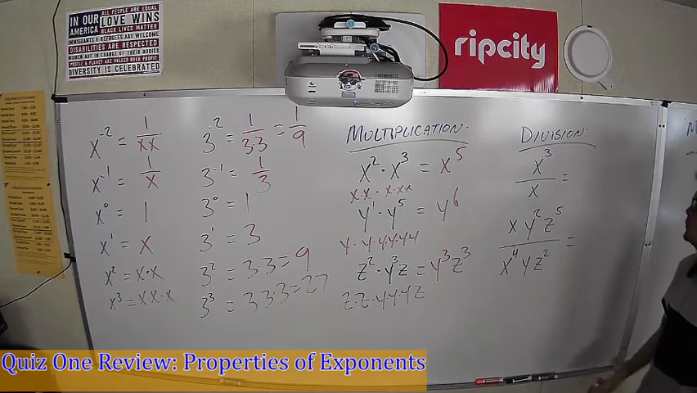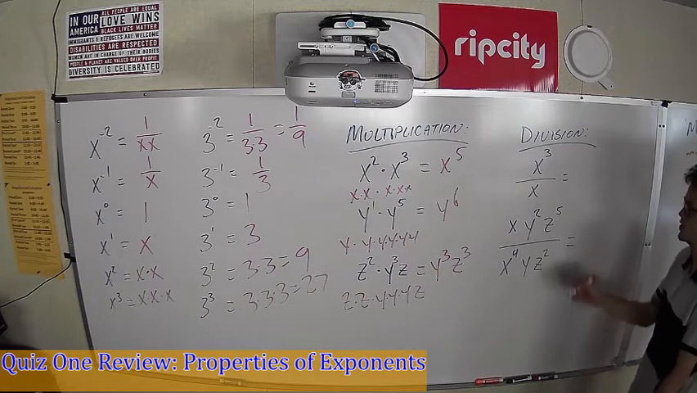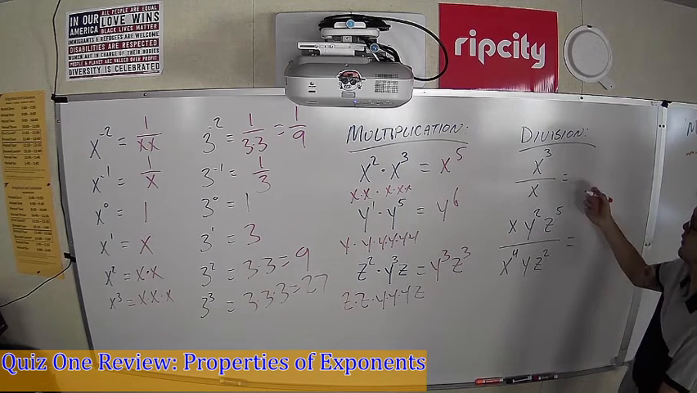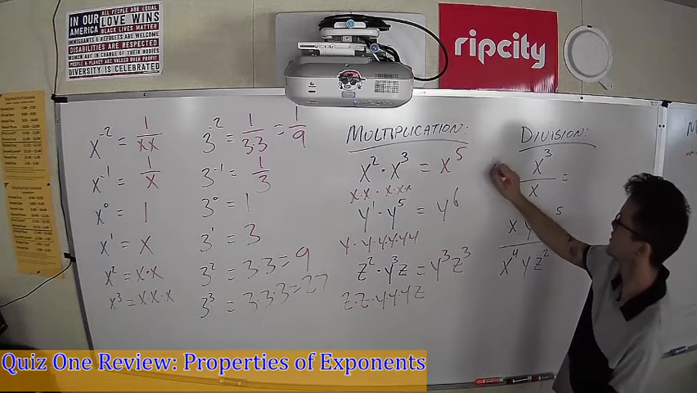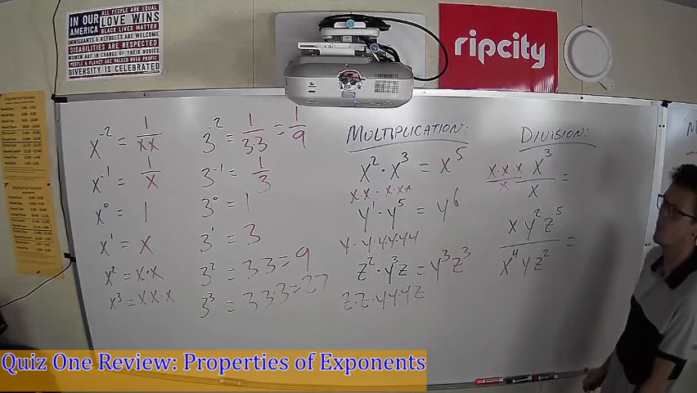Division is similar but different. Instead of adding exponents together, you can do some subtraction. This one here, x to the 3rd power over x. Well, this is just x times x times x over an x. Remember canceling.